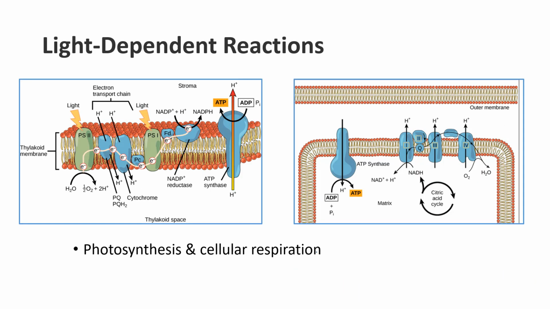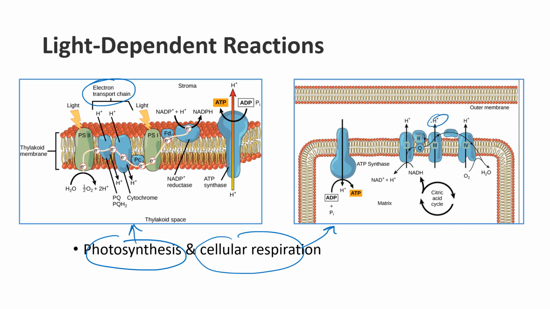So if you compare the electron transport chain in photosynthesis side by side with the electron transport chain in cellular respiration, this is photosynthesis here, this is cellular respiration over here. They look very, very similar, and they're really doing the same things. They're using high energy electrons to pump hydrogen ions, aka protons, which are then used when they fall down through ATP synthase to make ATP.